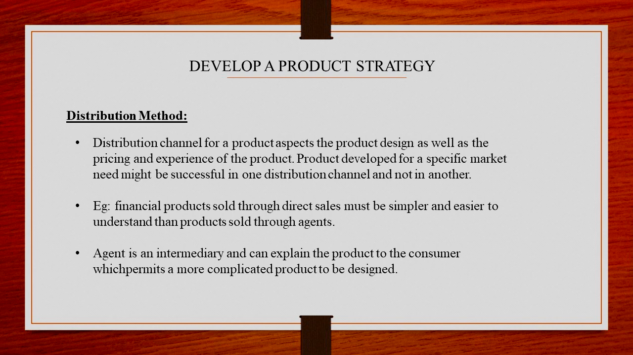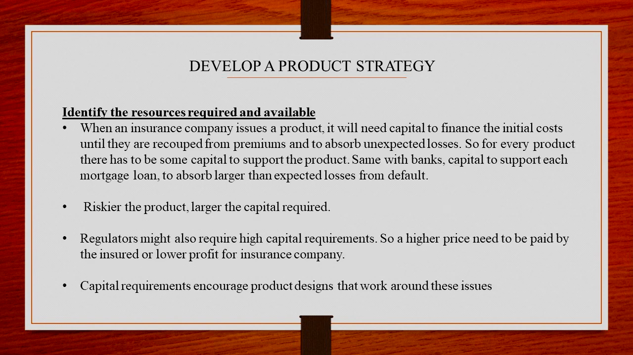Distribution method. The distribution channel for a product affects the product design as well as the pricing and experience of the product. A product developed for a specific market need might be successful in one distribution channel and not in another. For example, financial products sold through direct sales must be simpler and easier to understand than products sold through agents. An agent is an intermediary and can explain the product to the consumer, which permits a more complicated product to be designed.